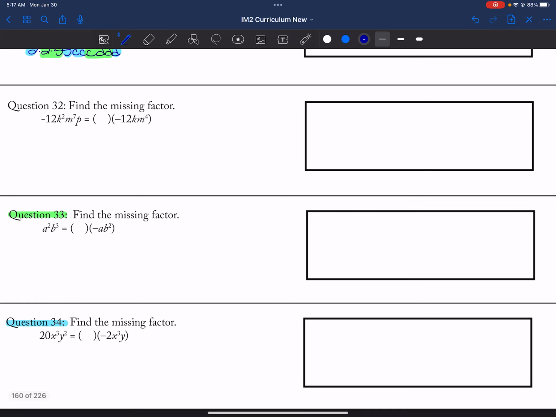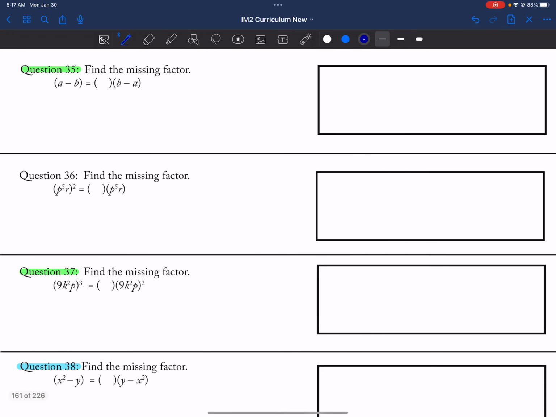All right, so now this is a times b times b times b. And what do I have? I have a negative ab squared. So my missing factor here is going to be a negative a times b, because again, on the left-hand side, I have a positive. Okay. Again, back to these negatives, right?